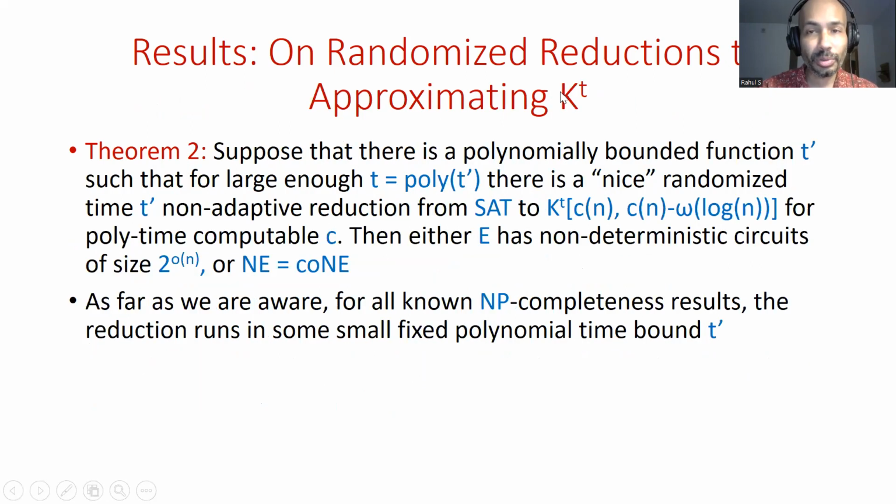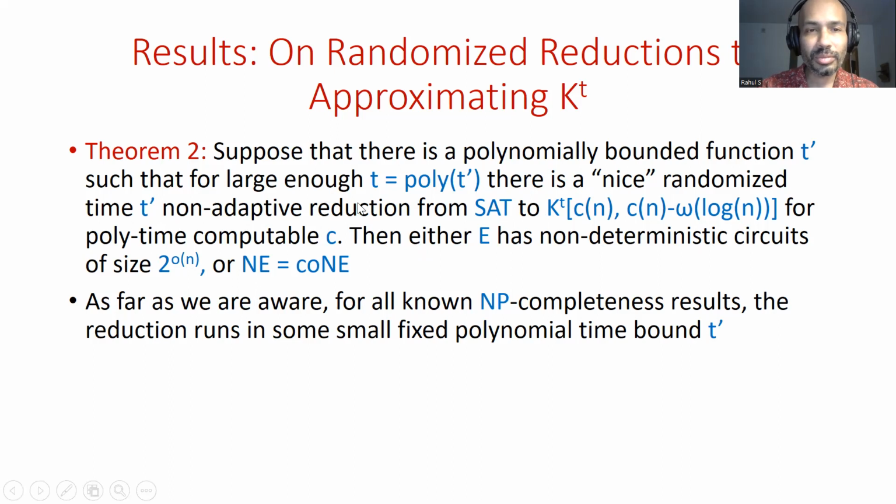And the second result is about K subscript T complexities. Suppose there's some time-bound T prime that you fix for your reduction. So you say, let's say, n to the 10th. Then there's some time-bound T, let's say n to the 20th, such that K subscript n to the 20th of n minus omega log n is not going to be hard for SAT under n to the 10 time non-adaptive reductions, unless one of these two unlikely things happens. Either E has non-deterministic circuits of size 2 to the little-o of n, or NP equals co-NP, both of which are statements that many complexity theorists disbelieve.